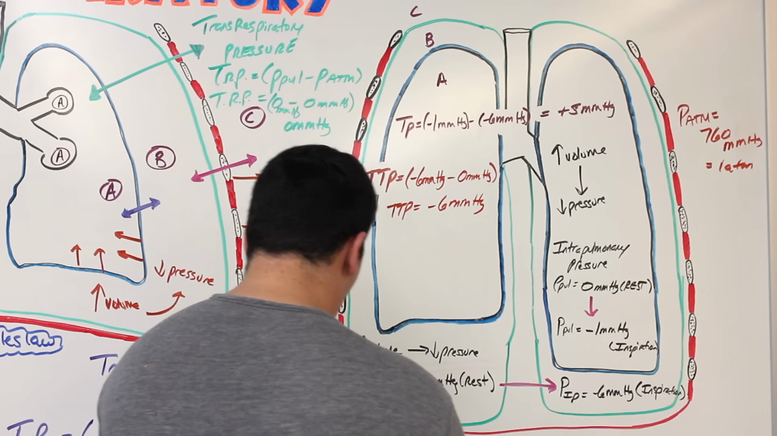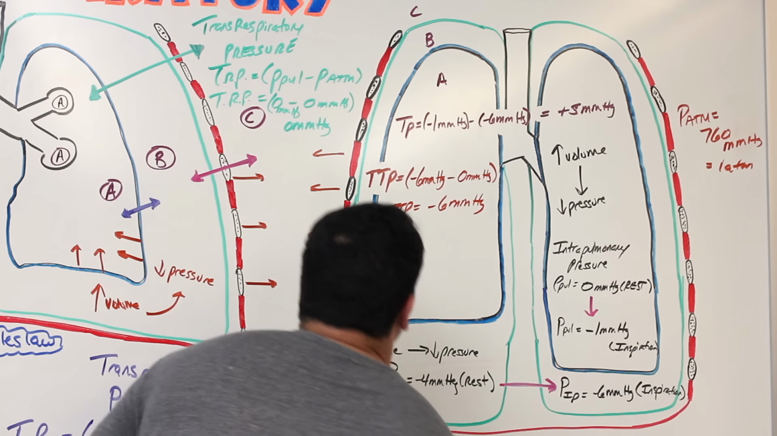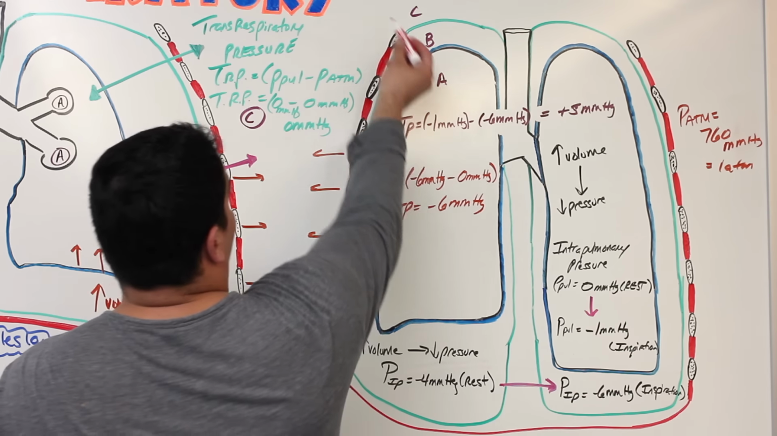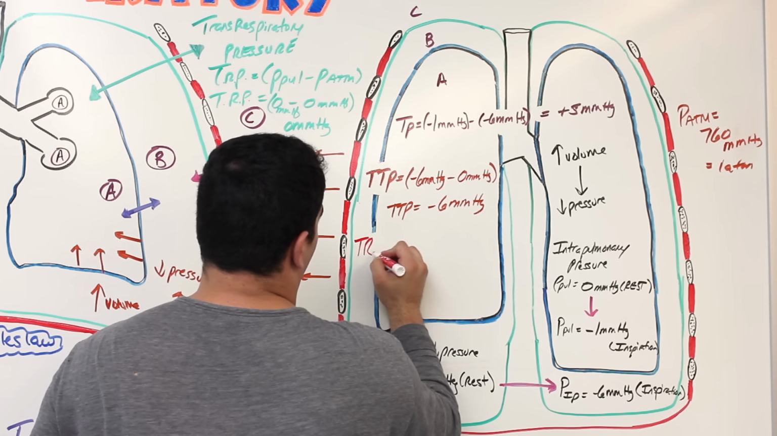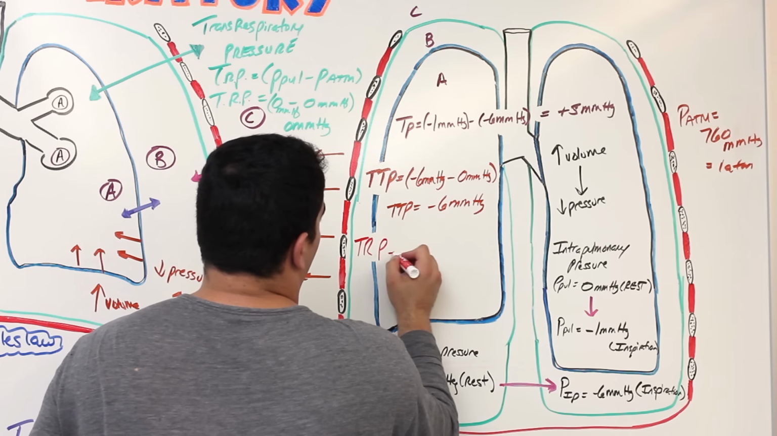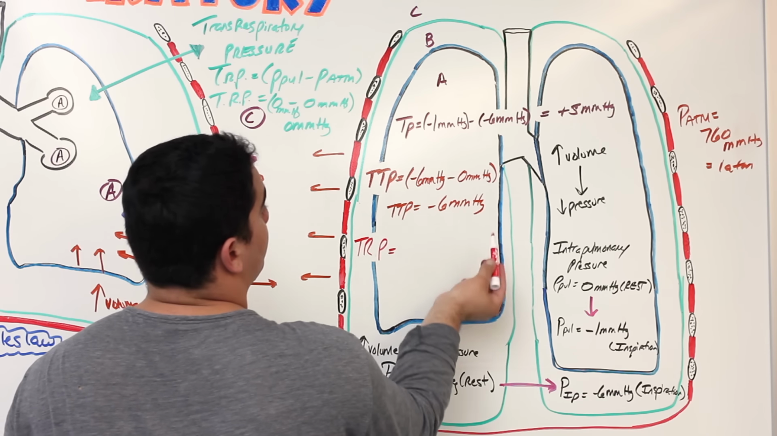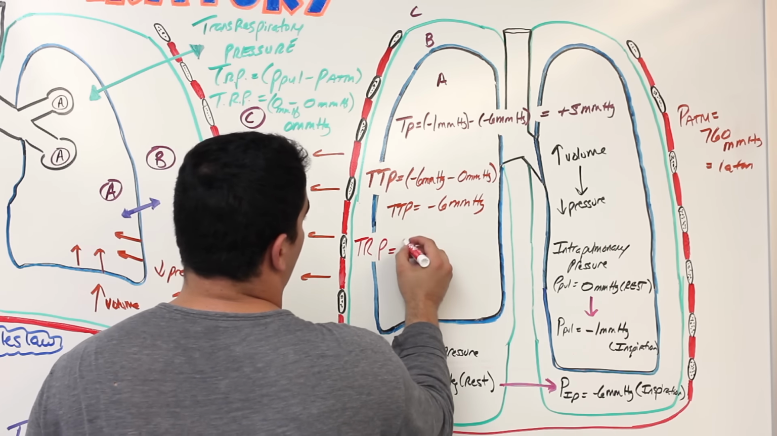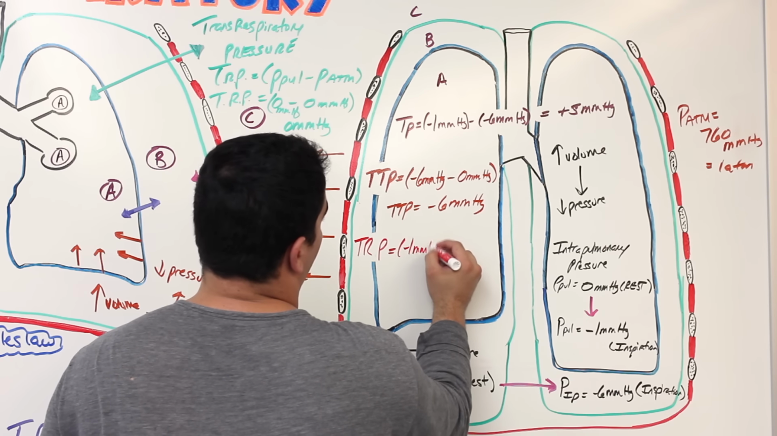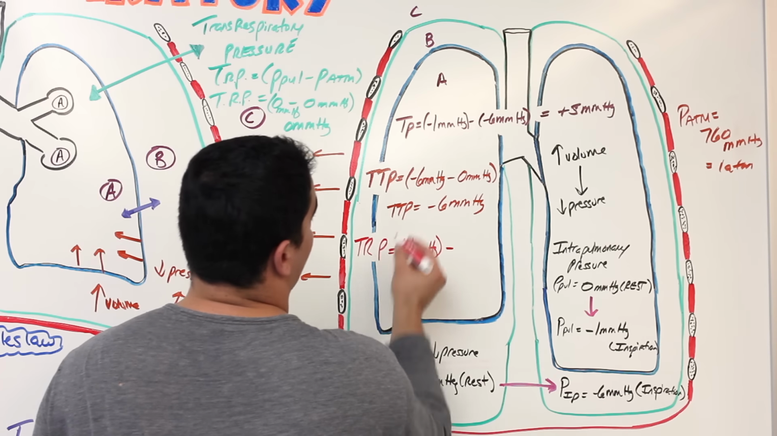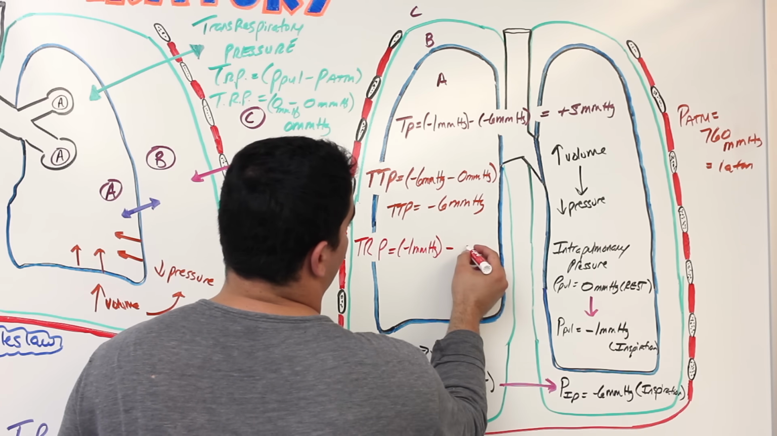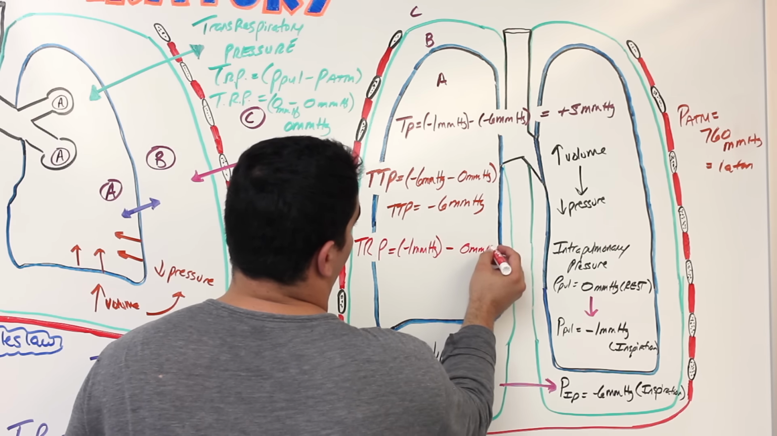And again, for the heck of it, we can do this last one here. Let's do this one in red, which is the difference between A to C. And that was the transrespiratory pressure. And the transrespiratory pressure is just going to be the, what? Intrapulmonary, which in this case was -1 millimeter of mercury, right? Minus what? Minus the atmospheric pressure, which in this case is 0 millimeter mercury.